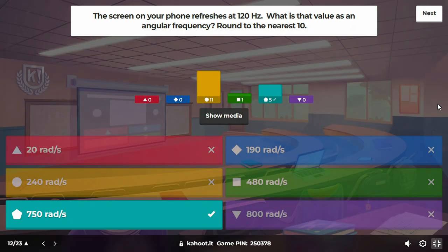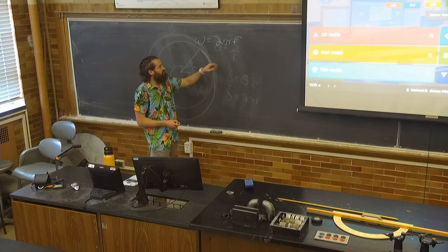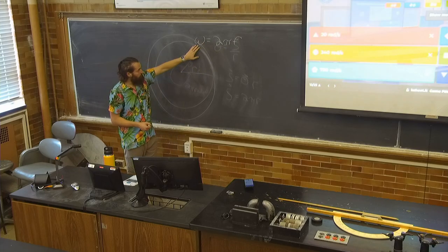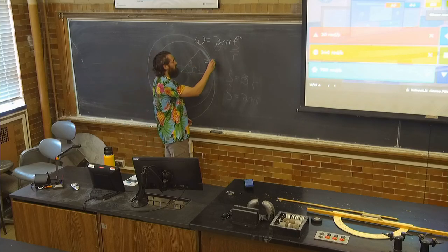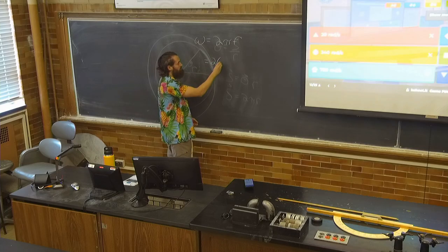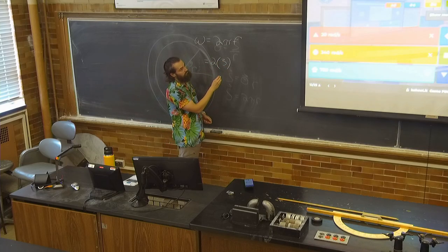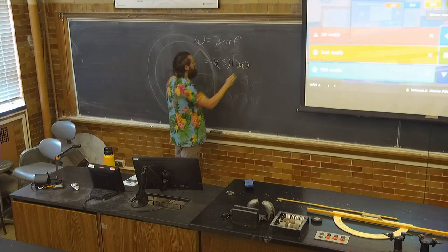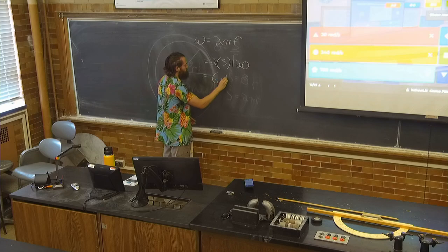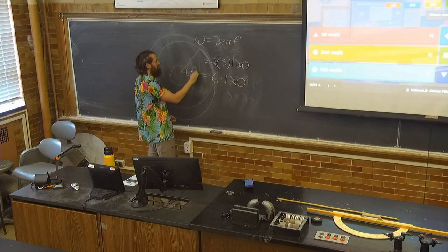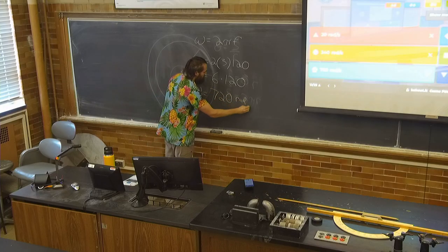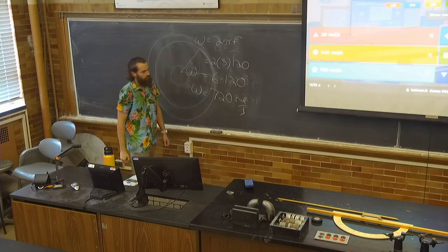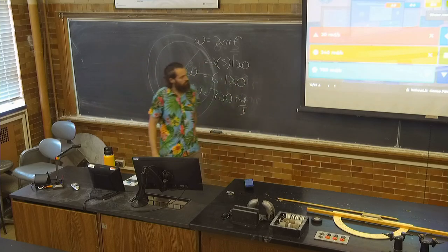Okay, so this is the equation that we need for converting between angular frequency and frequency. We're given the frequency is 120. Pi, I'll just say that's about 3 to make the math easy to do in my head. So now we have 6 times 120, and so that's about 720 radians per second. And the closest choice is 750 radians per second.